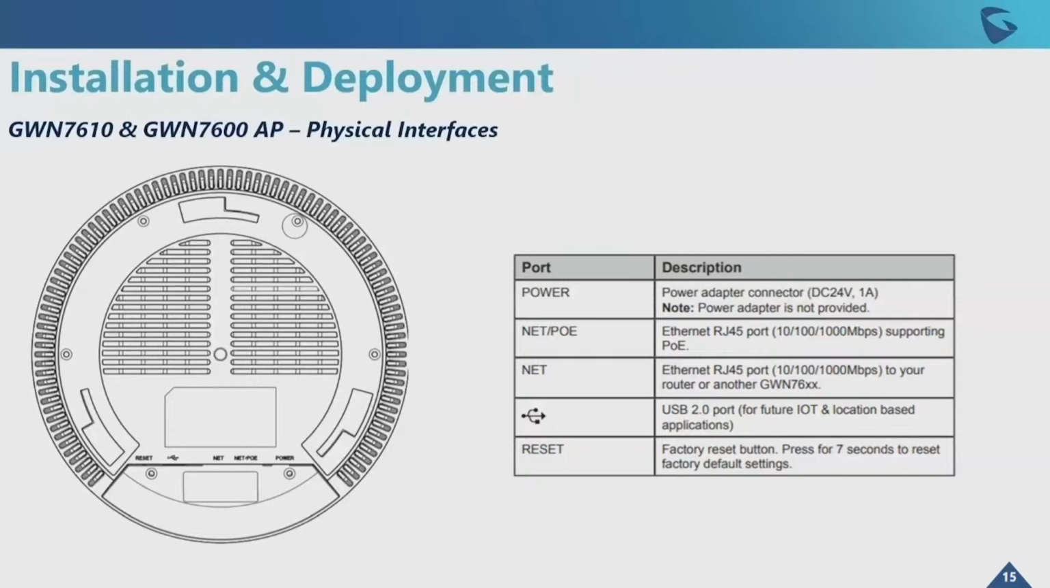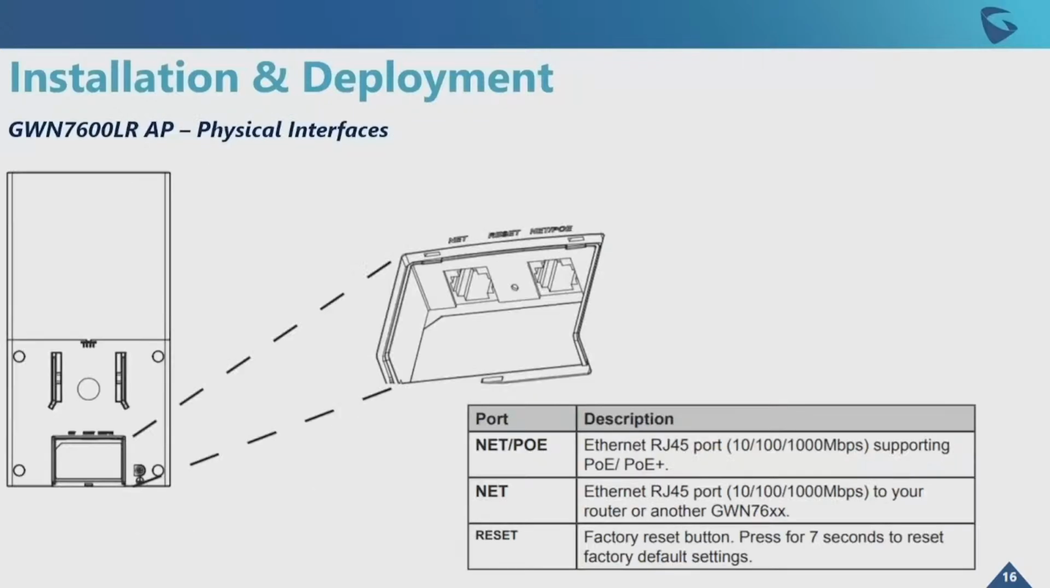Okay. All right, so let's take a look at the back of the GWN 7600LR. This one is a little bit different than the rest because it does not have the power port. So there's no PSU port for the back of this device. Everything else is the same.